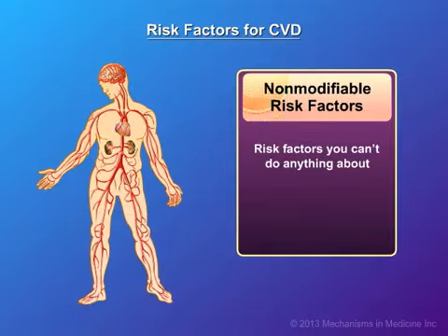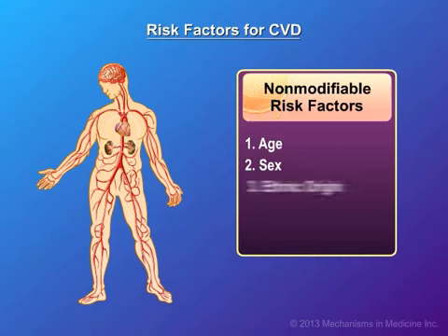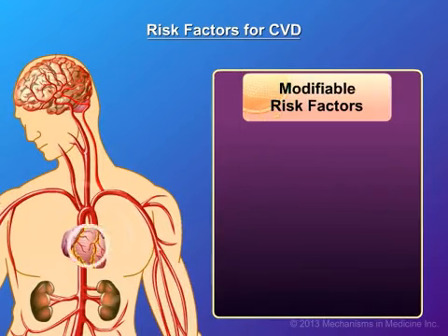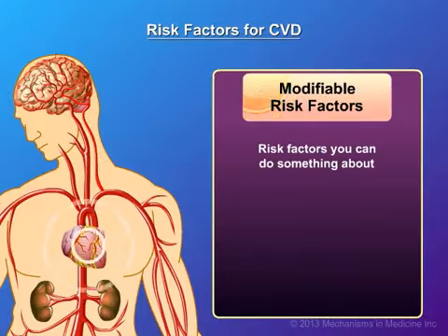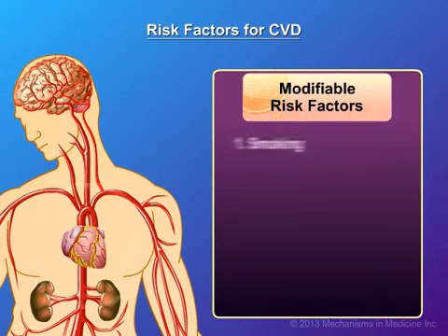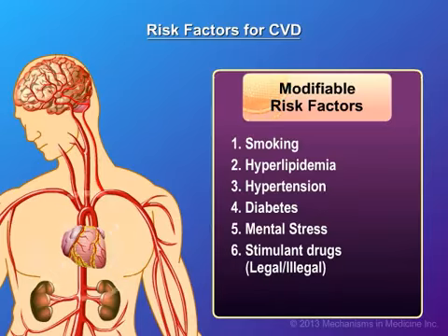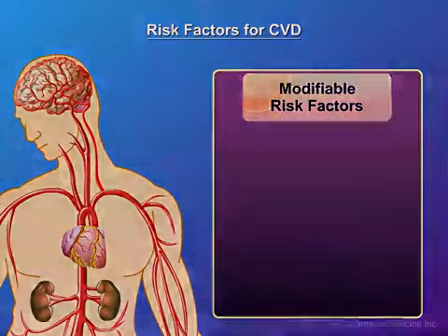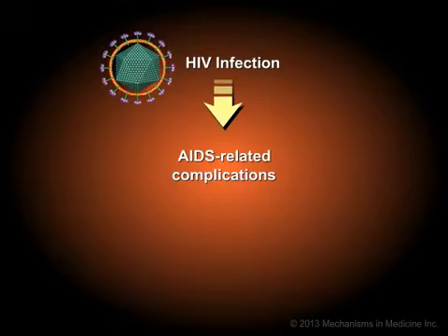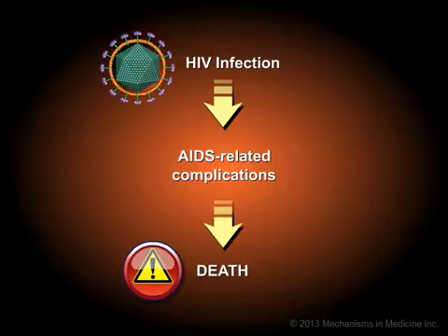Non-modifiable risk factors are risk factors you can't do anything about. These include age, gender, ethnic origin, and socioeconomic position. Modifiable risk factors are risk factors you can do something about. These include smoking, hyperlipidemia, hypertension, diabetes, mental stress, stimulant drugs, legal or illegal, and occupational carcinogens. AIDS-related complications are ultimately how patients die from HIV infection in the absence of therapy.